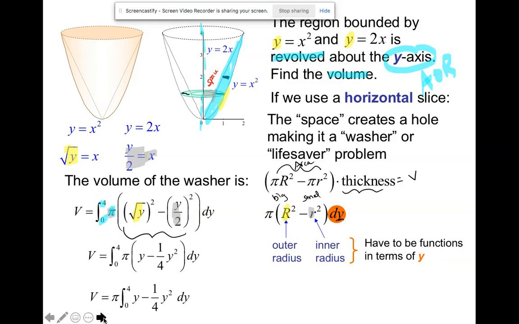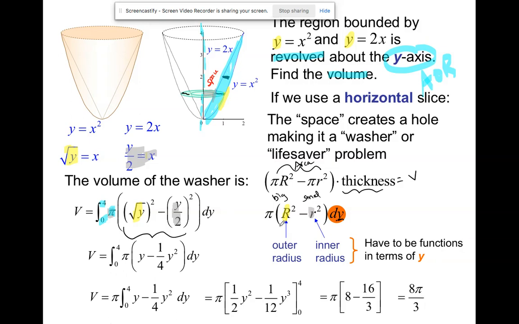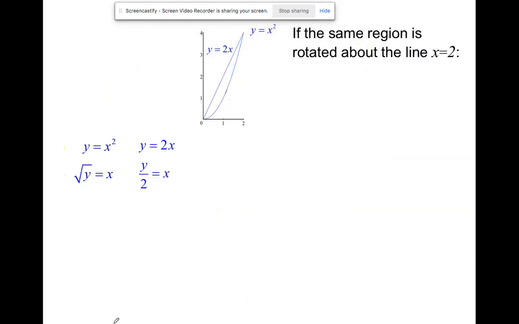This one was easy enough to do by hand. Coinky dink, I got 8 pi over 3. Had a lot of 2's. So we're going to create some 8's. Cool? One more.